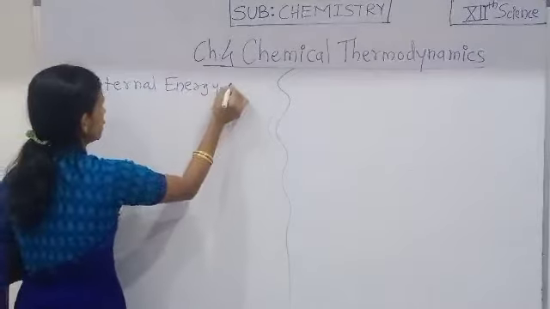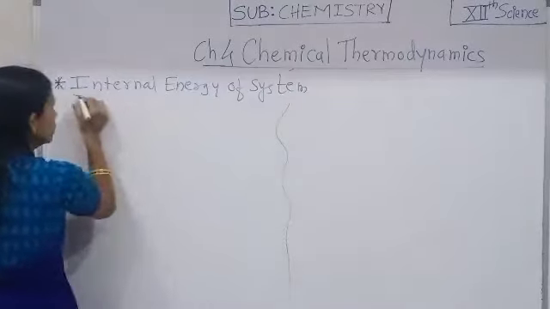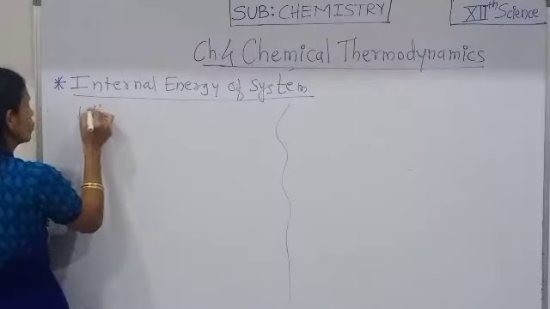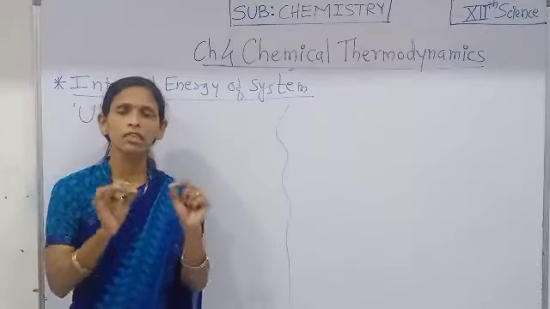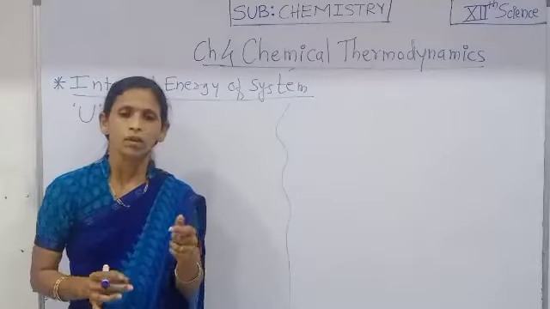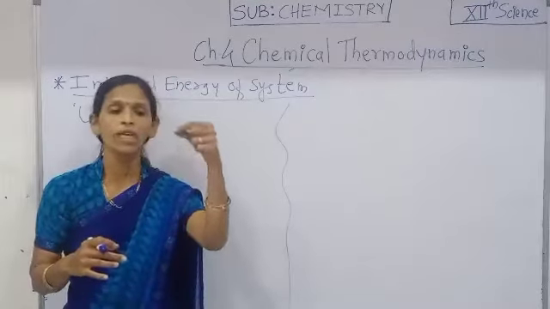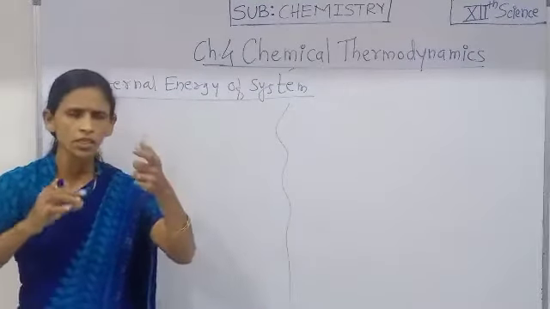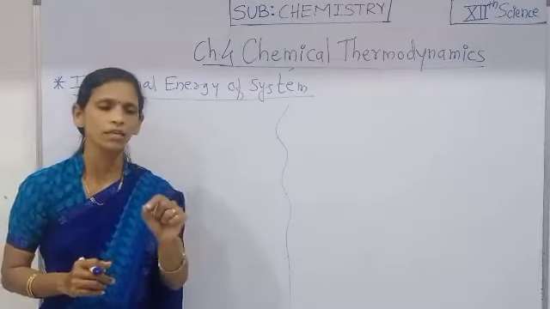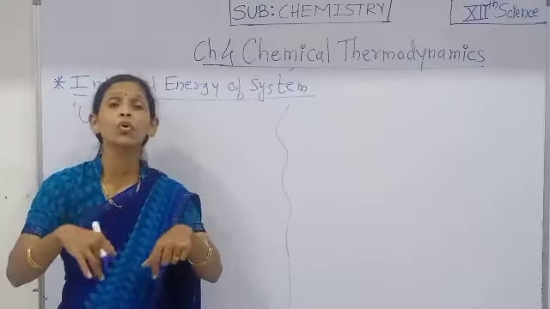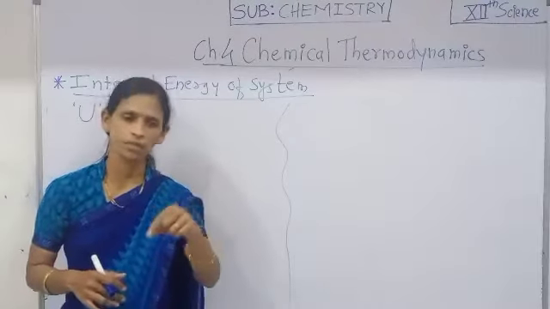Internal energy of a system is denoted by U. Then, what is internal energy? Internal energy is a definite amount of energy which is associated with every substance. That means every substance is related with a definite amount of energy. That energy which is internally stored in that substance is called the internal energy of that substance.